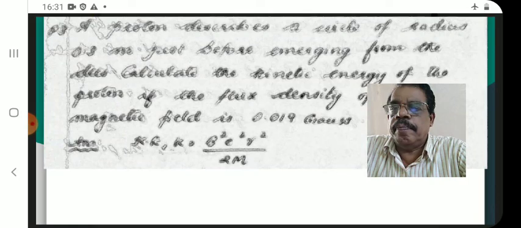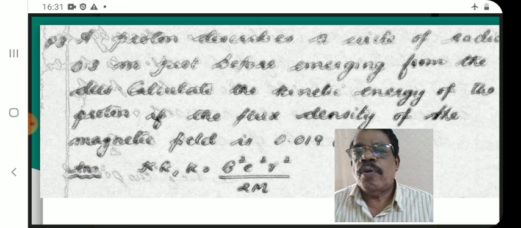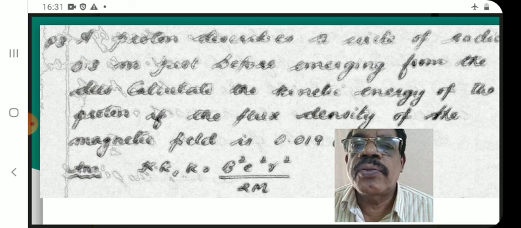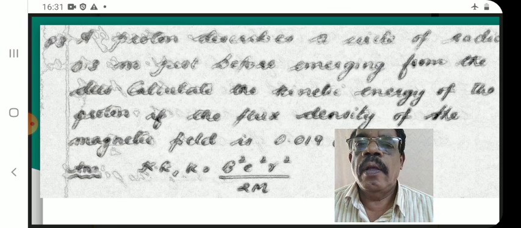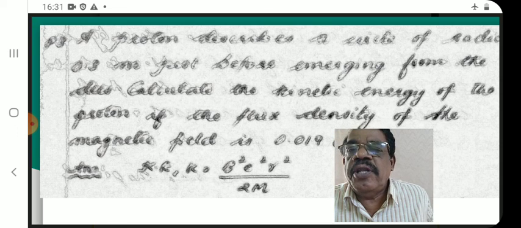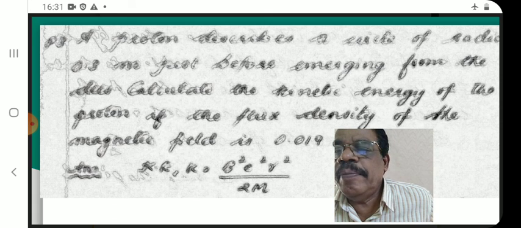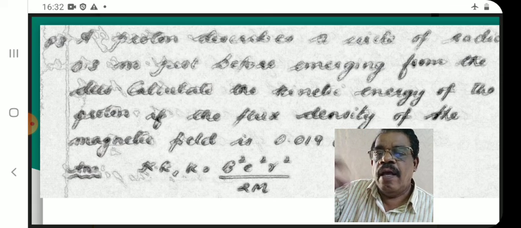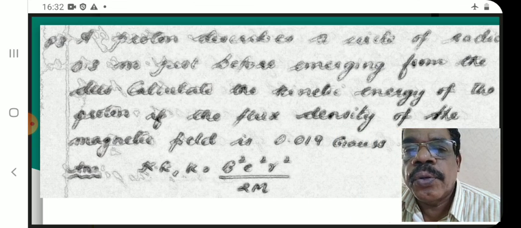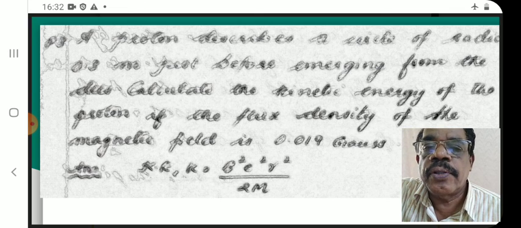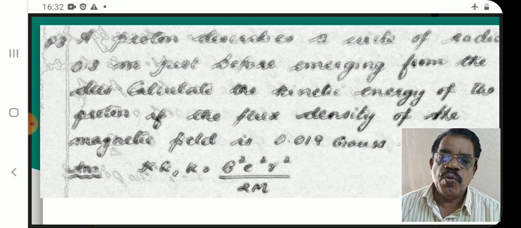Next problem. A proton describes a circle of radius 0.3 meter just before emerging from the disk. Calculate the kinetic energy of the proton if the flux density of the magnetic field is 0.019 Gauss. The field is given in CGS unit, Gauss. We have to convert it into Tesla.